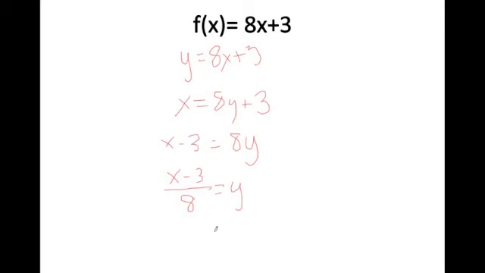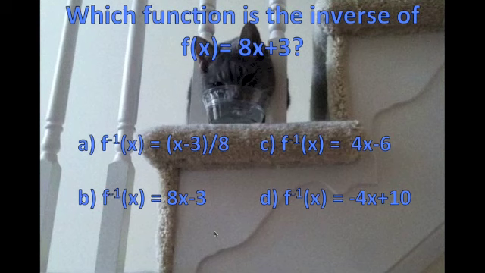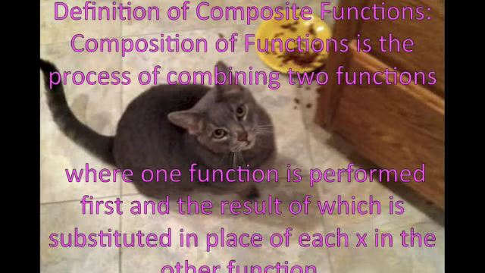Not that bad, right? Alright, now we're going to go back to the original question and look at the answer choices to try and match it up. Answer choice A, x minus 3 divided by 8. That's going to be the one. Check the other answer choices to make sure you're not insane, and we are correct. Answer choice A.